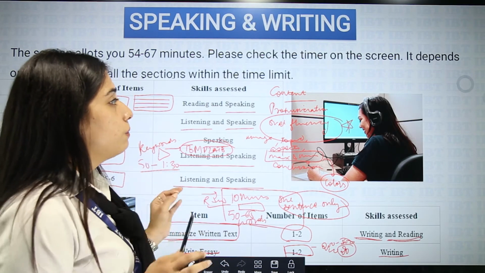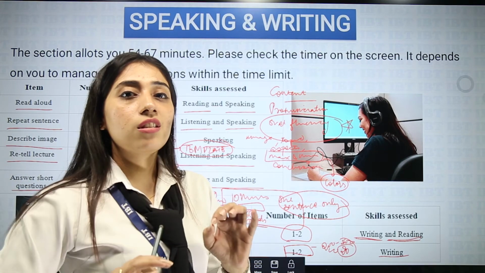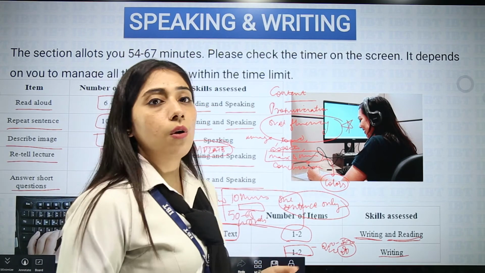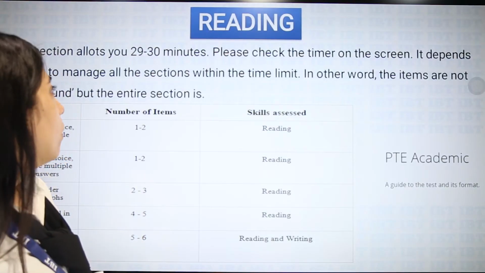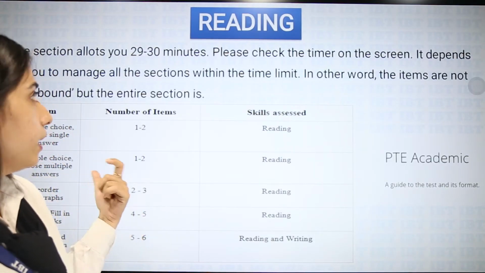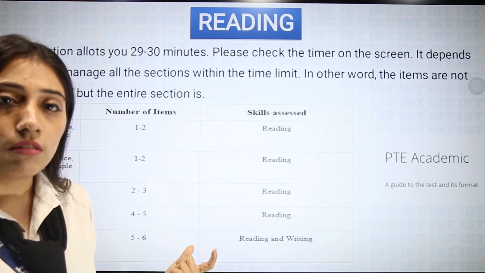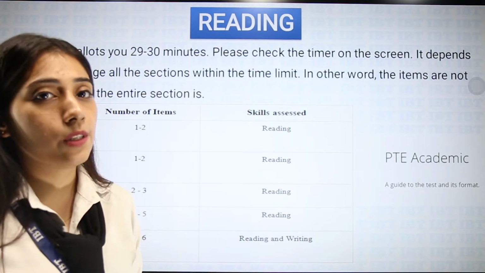So far, if you attempt well in these questions, I bet you your almost target is achieved, right? Now let's move further to our other modules, that is reading and listening. Your reading module. So in reading, you will have around 29 to 30 minutes to perform that particular module, and you have to attempt 5 different types of questions.